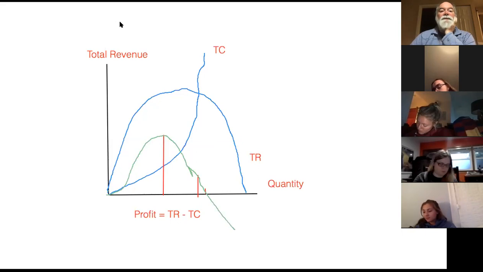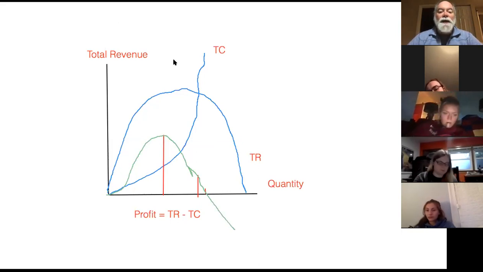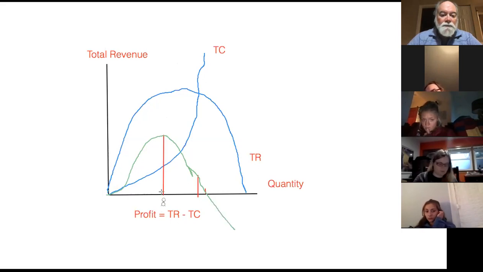Okay, does everybody see what we're doing here? So how much output should the firm supply? Well, if the firm wants to maximize its profits, it wants to be at the top of the profit function, which would be this quantity right here. In fact, I'm going to choose this arrow. Wow, that is really ugly. Sorry, guys. Let me see if I can erase part of this. Hopefully, there we go.